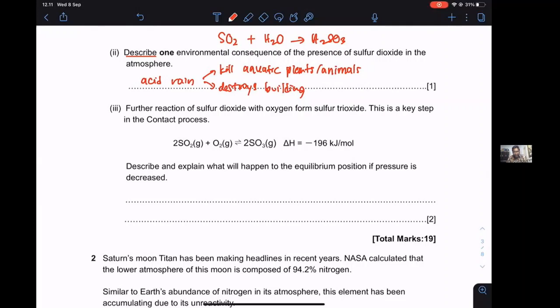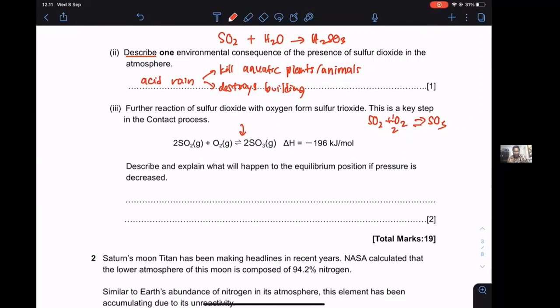Further reaction of sulfur dioxide with oxygen, they form sulfur trioxide. So it means further. They will have SO2 plus O2, they are going to get SO3. This one, if I balance, is going to be something like this. This is a key step in the contact process. Do remember, this is a reversible reaction. You can see they already put the equation over there, and they mentioned it's going to be exothermic.